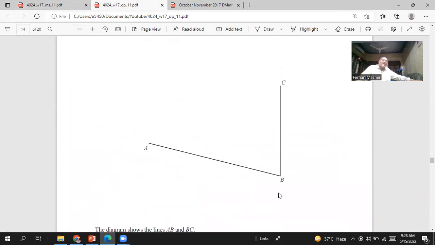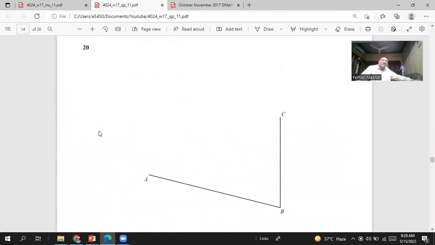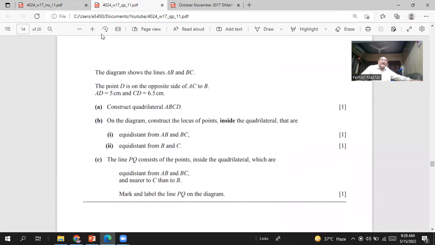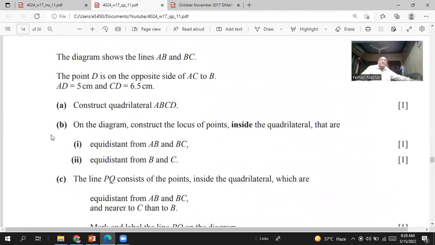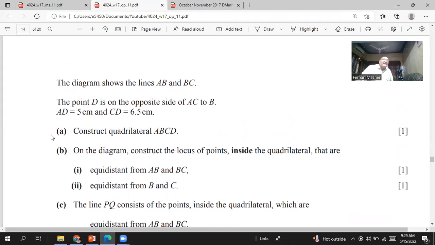So here A, B, C already drawn. Question number 20. The diagram shows lines AB and BC. The point D is on the opposite side of AC to B. AD is 5 centimeter and CD is 6.5 centimeter. Construct the quadrilateral ABCD. So the AD side is given.